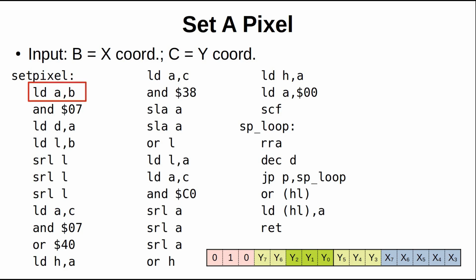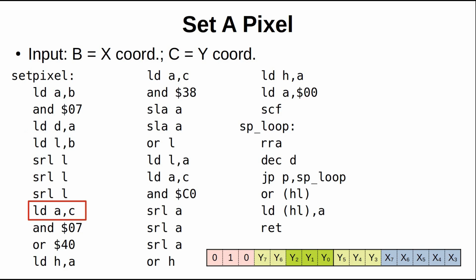First, we load B into A to get the X coordinate. We need to split this up into the upper 5 bits, which will go into the address, and the lower 3, which will determine which bit will be set at the calculated address. So first, we mask out those lower 3 with an AND and then save that in the D register for later. Then we load B into L, which is its final destination, but then it needs to be shifted 3 bits to the right to leave behind only those upper 5 bits that will be in the address.